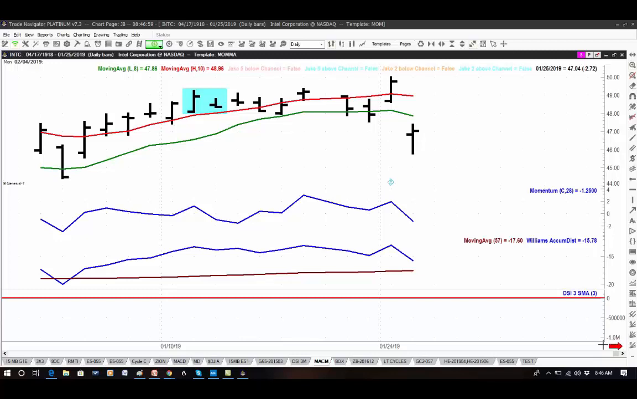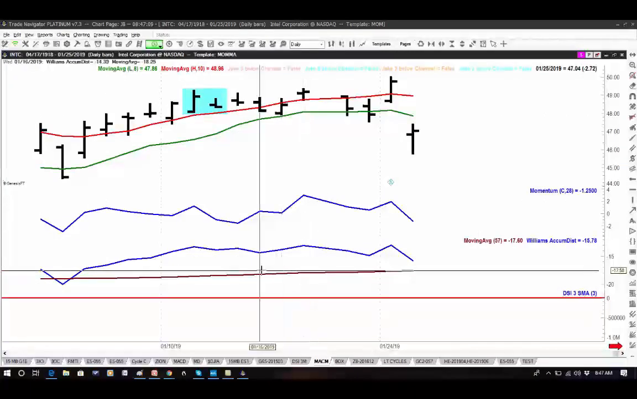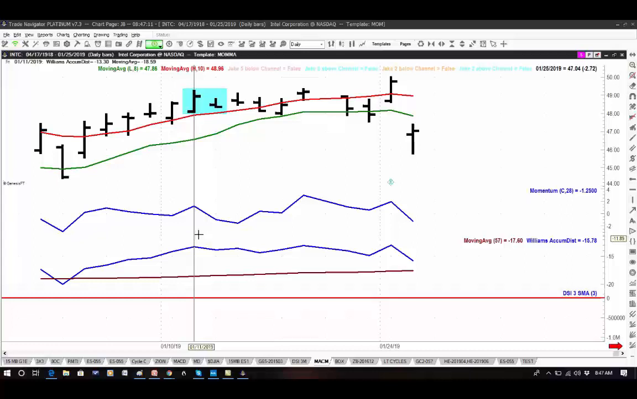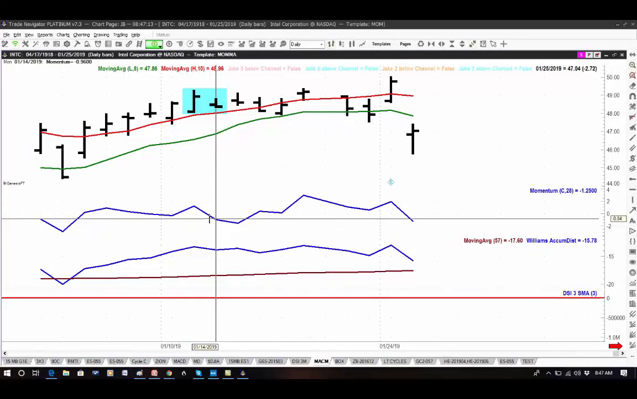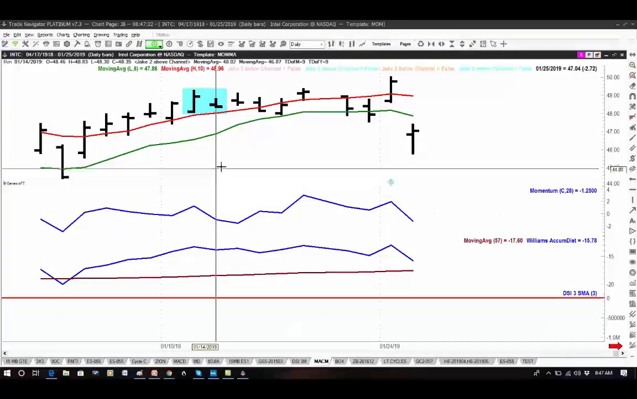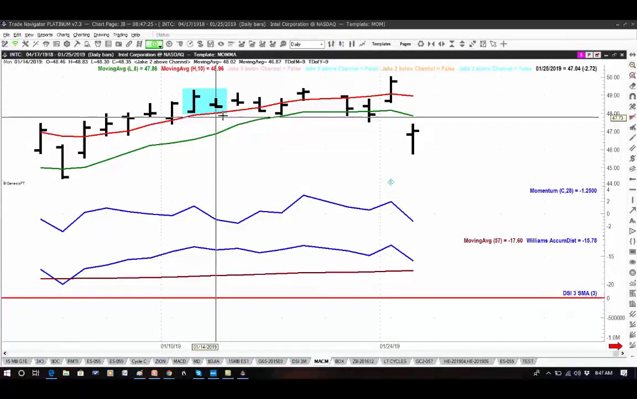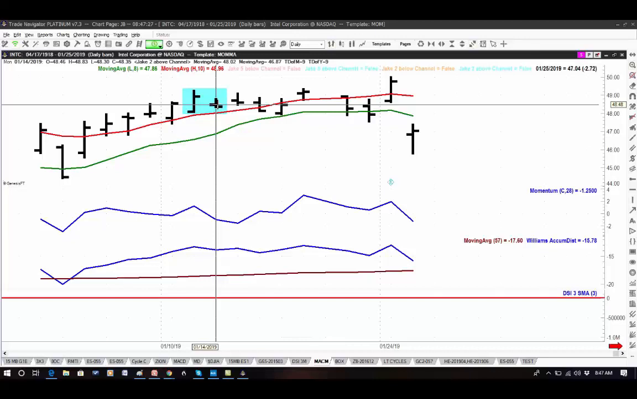Intel. Let's look at the daily chart within the context of the moving average channel. Within the moving average channel rules, Williams, the blue line, was above the brown line over here, and we had two bars above the top of the channel. Buy, setup, and trigger. You have two choices. Choice number one, buy immediately, profit target 2 times the width of the channel measured from the closing price of the second bar.